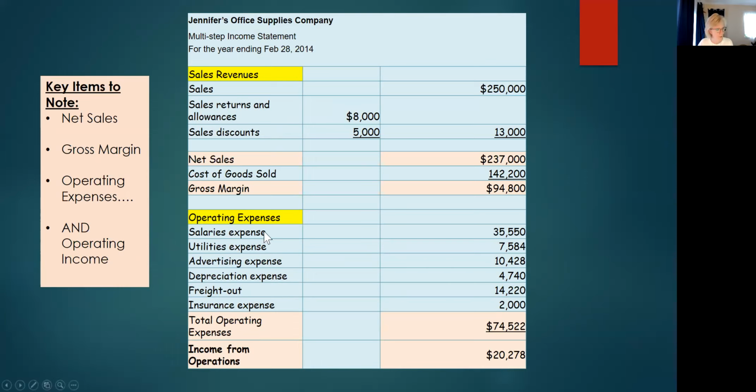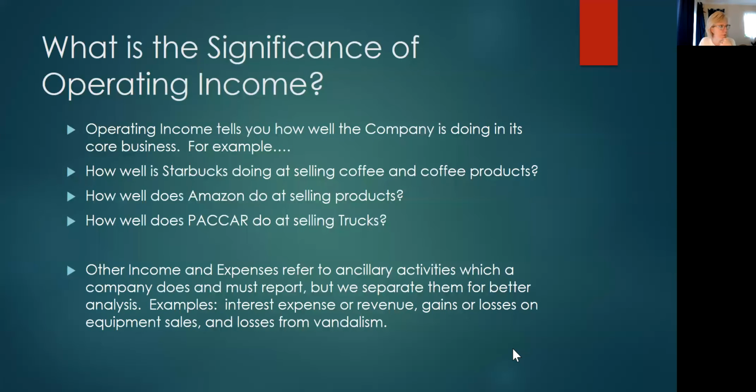Okay, now we list all the operating expenses. Okay, all right, and then we have income from operations. That's another really important subtotal. What it says is, this is the basic business of the company. They're making 237,000 in sales, and they're getting operating income of 20,000. Operating income is what a company can create using buying and selling its own products, as opposed to the things that come below.